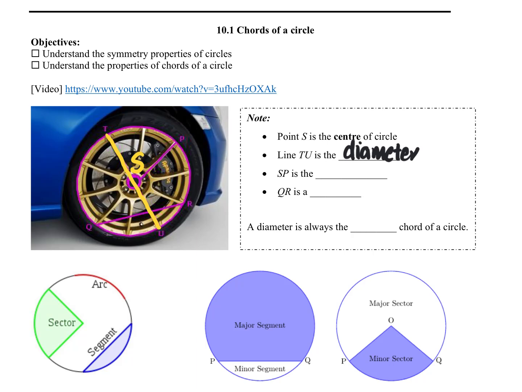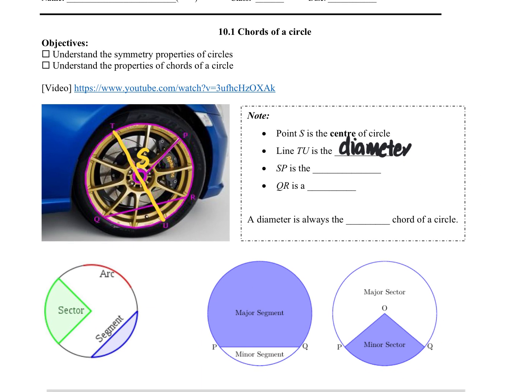Okay, this one is the diameter. Then, from the center of your circle, you join to one point on the circumference. This is called the radius.